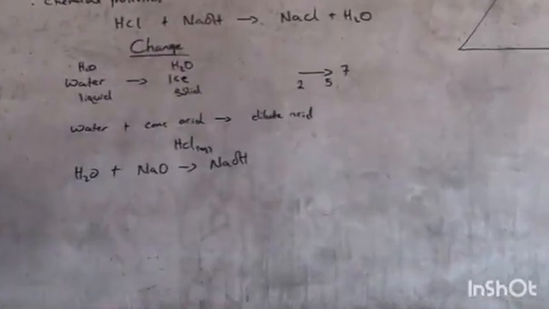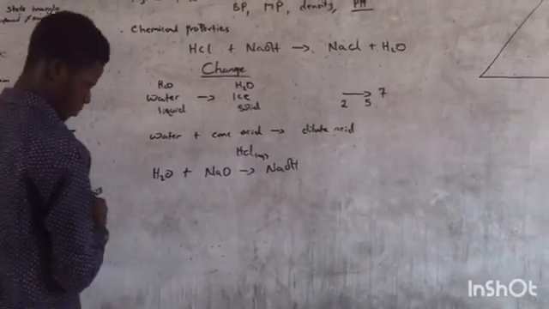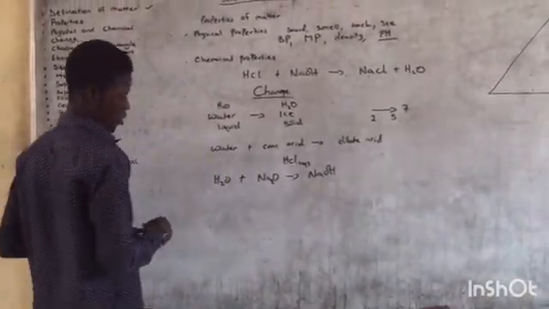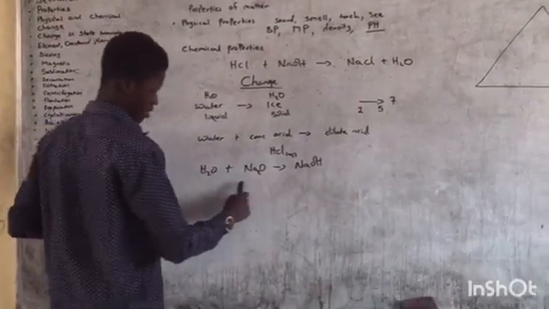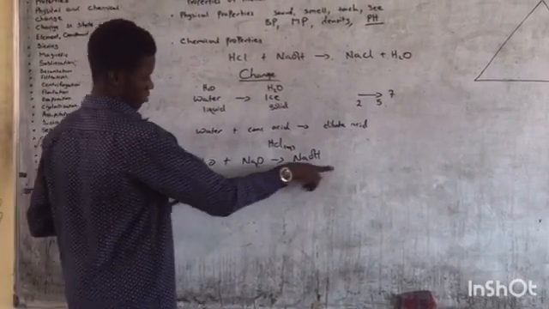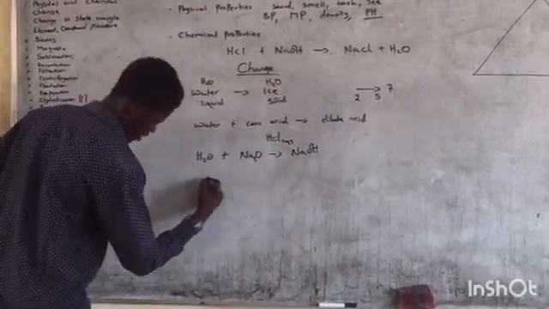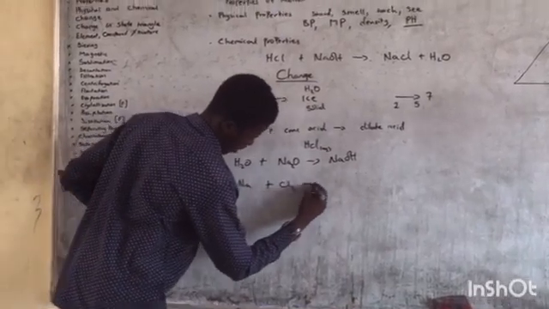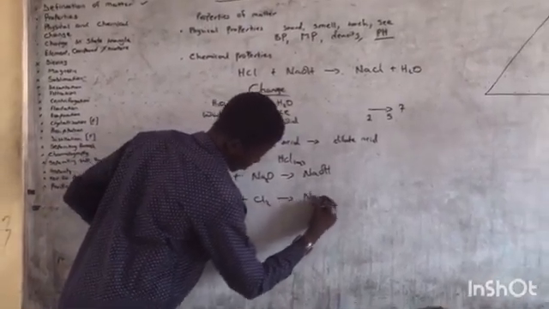When you react water and sodium oxide, you form sodium hydroxide here. So you can see that I'm reacting different things in here, but I'm producing quite different elements here. Also, let's say I'm reacting sodium and chlorine, and I'm forming sodium chloride.